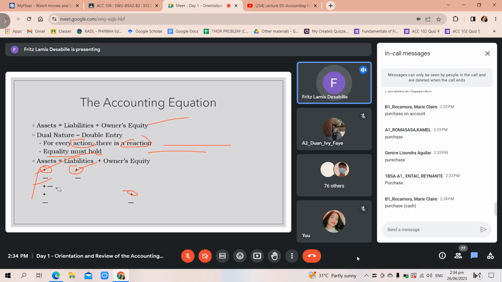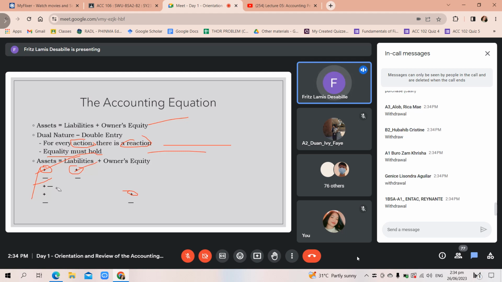Correct. Now in this one, the fourth one, increase in asset, increase in owner's equity. Unsa na ni siya? Additional investment, di ba? Additional investment or initial investment. Kung initial investment ta, mag-debit ta og cash, credit ta og capital or equity. Kaning decrease in asset, decrease in equity, unsa man ni siya nga transaction? Withdrawal, correct. Di ba? Kung mag-withdraw ta, sa atong equity, mag-debit ta og drawings or withdrawal, credit og cash.